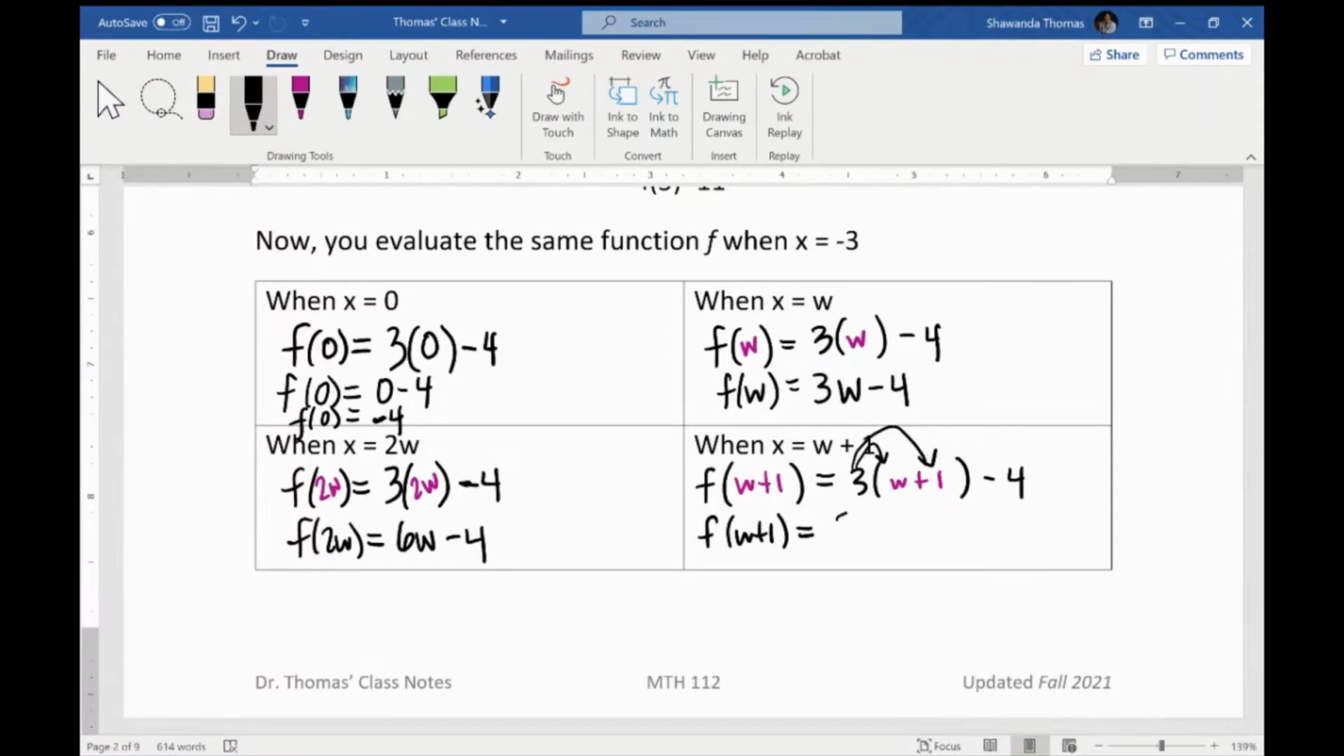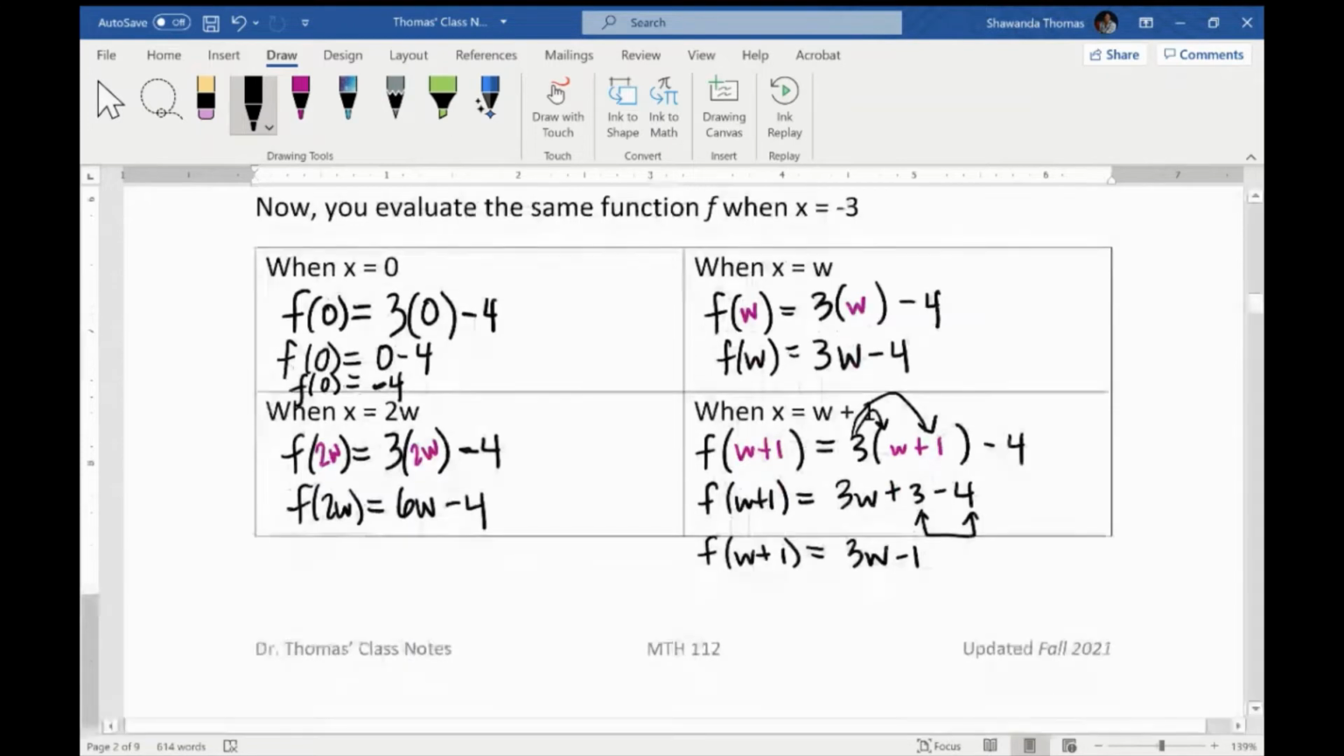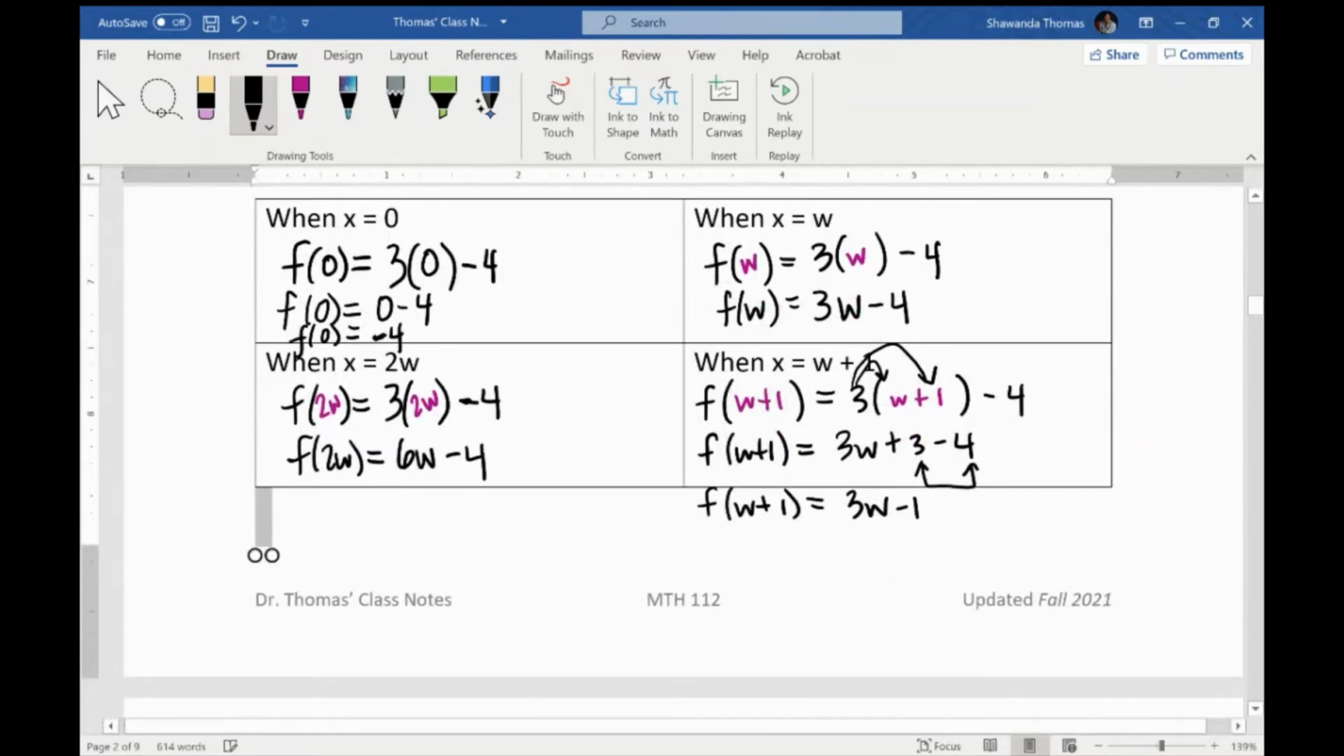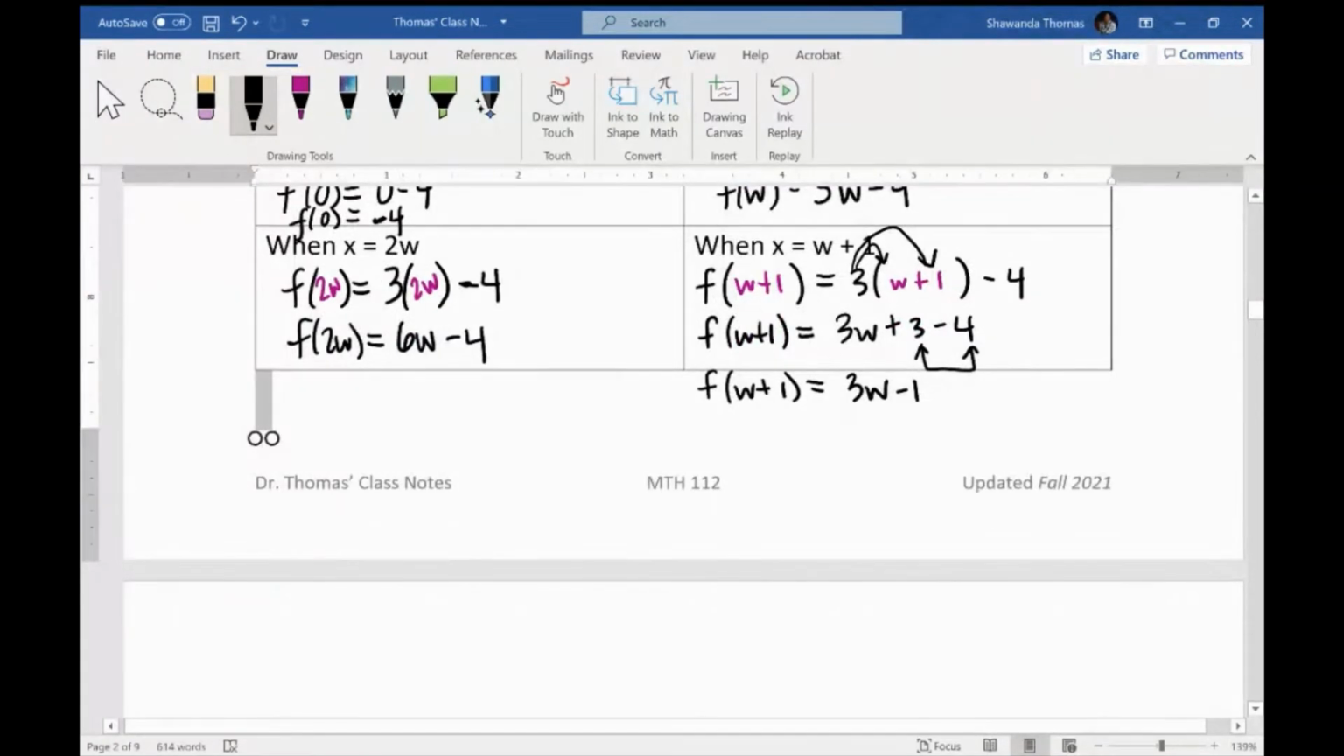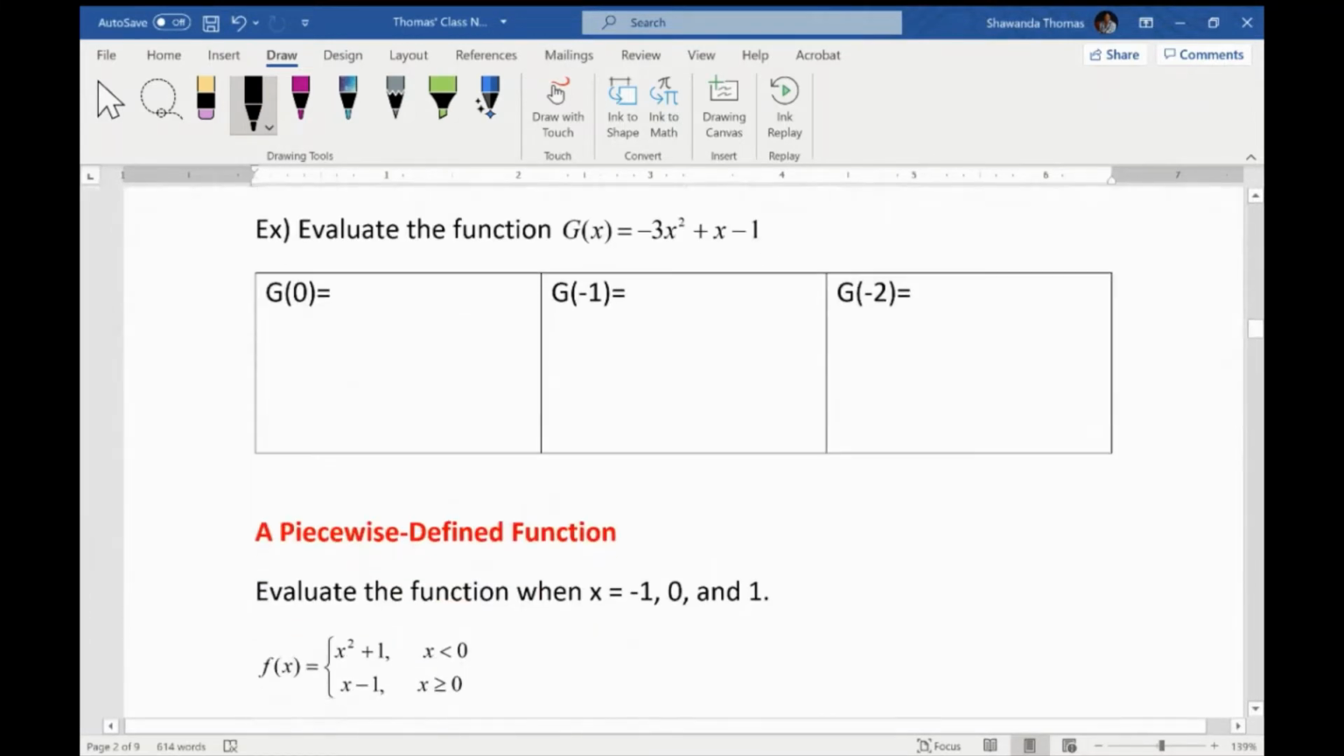All right, so yes, 3w plus 3 was correct. Minus 4. Are we done? No, you got to combine like terms. There you go. We got to combine like terms, so we are not finished. So we have 3w. What else we have? Minus 1. Very nice. Done. 3w minus 1 is the answer. All right, how are we feeling? Feeling good so far? Any questions?